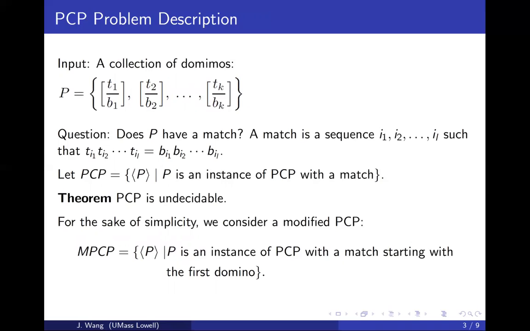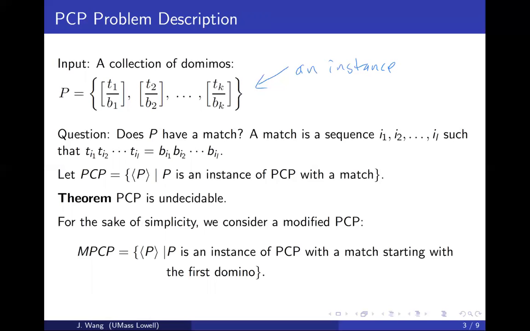So now let's look at the description of this problem. The input is a collection of dominoes. Sometimes we call it an instance of a given problem. Let's say we have K dominoes, and for each domino, on top you have a string T1 for the first one, and the bottom is a string B1. The second has T2 on top and B2 at the bottom, and so on.